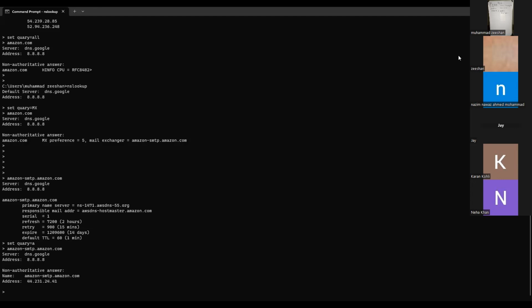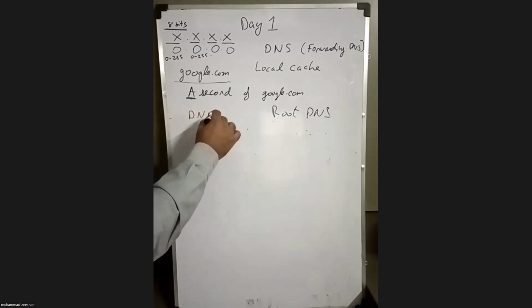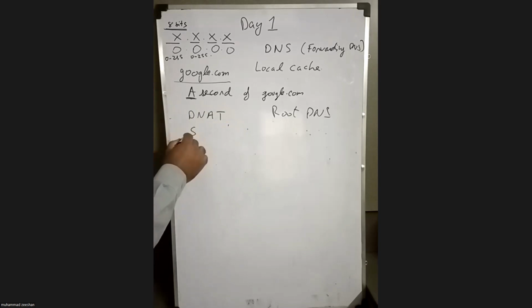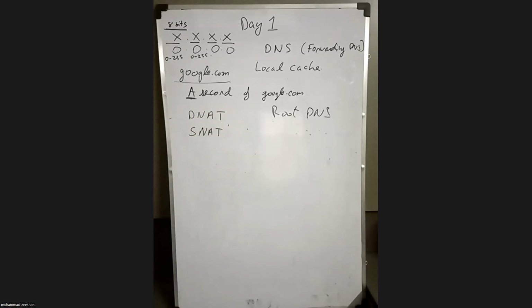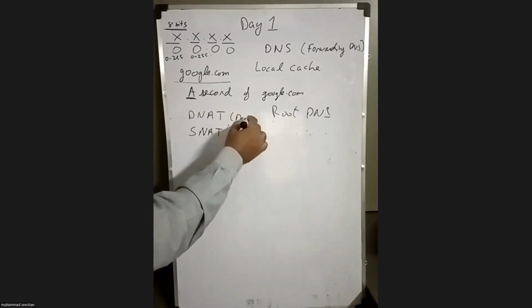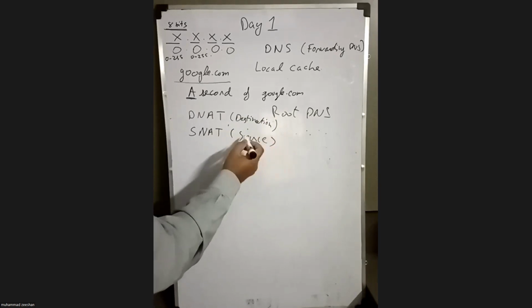I'm going to the board again. One more thing. How this translation was done, there are two terminologies, DNAT and SNAT. DNAT is destination NAT, SNAT is source NAT.